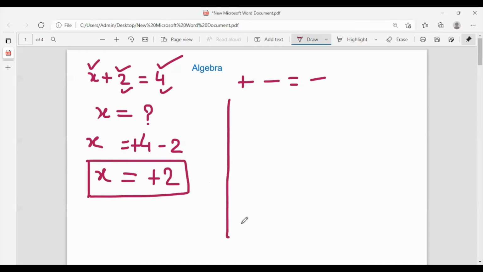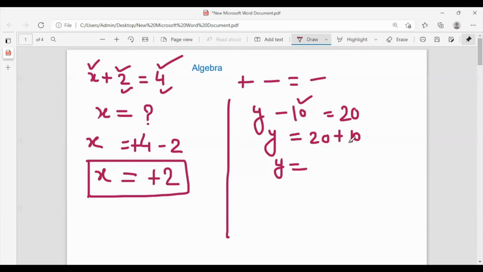Now one more equation we will take. Suppose we have taken y minus 10 is equal to 20. The next step says that we have to separate constant and variable. Here y is the variable and its value is not known, it is unknown. So this 20 will be on the right hand side, and this 10 will go there and become plus 10 because the side is getting changed. So now y will be 20 plus 10.